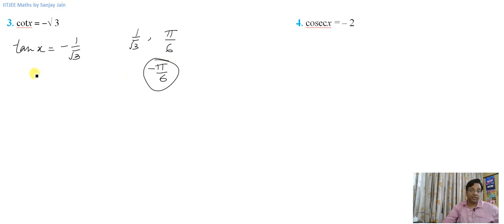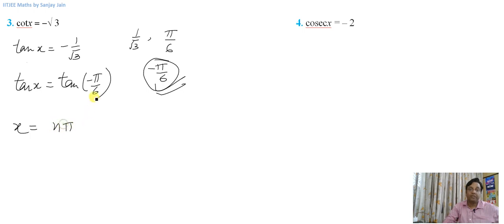So let me write the general solution using this angle here. What I mean is tan x equal to minus 1 by root 3 means tan x equal to tan of minus pi by 6. Right? So I'll write x as n pi plus alpha, that is minus pi by 6 here, where n belongs to integers. This is my general solution.